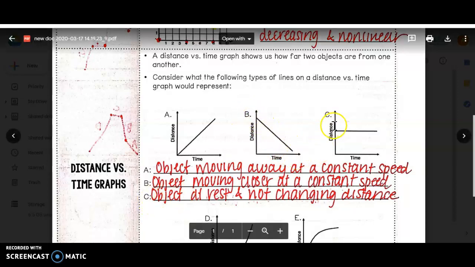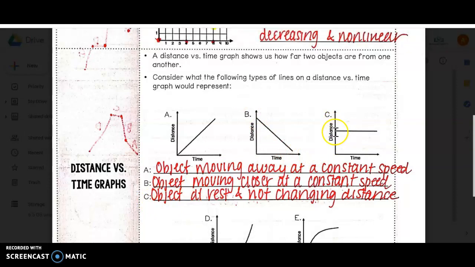Okay, and then for C, the distance from the object is not changing as time is passing. So let's say this is 20 feet from a stop sign as a starting point. We're still 20 feet, still 20 feet. The whole time you're not moving, you're just staying 20 feet away from that stop sign.